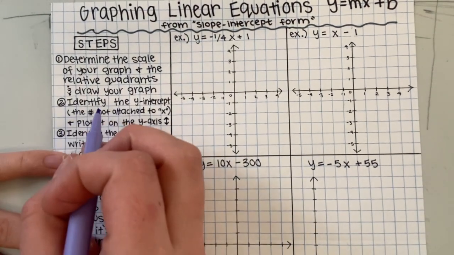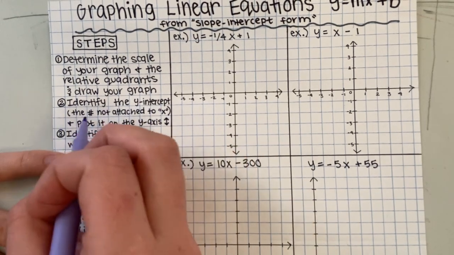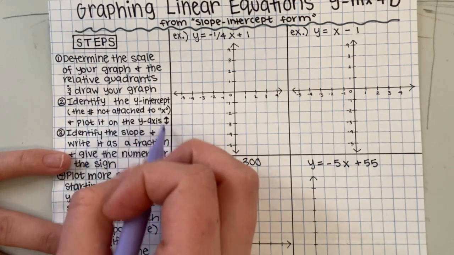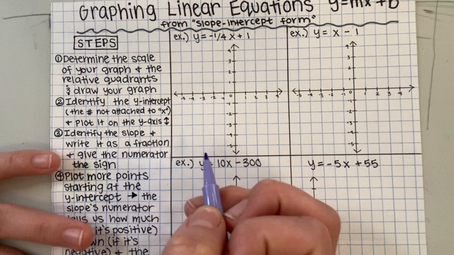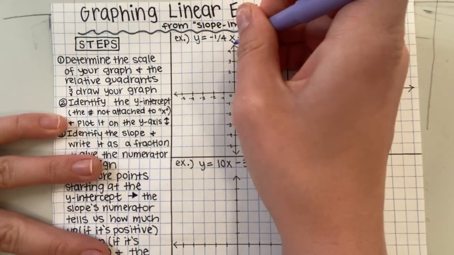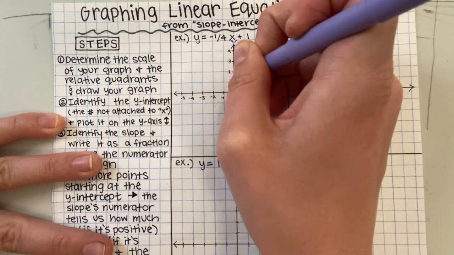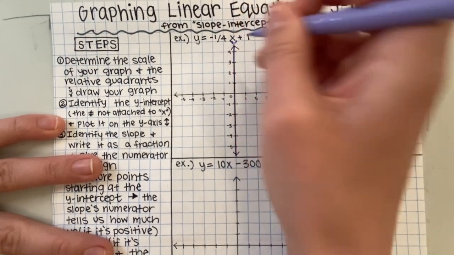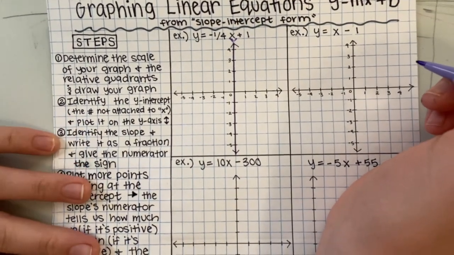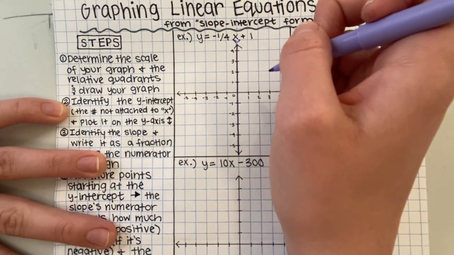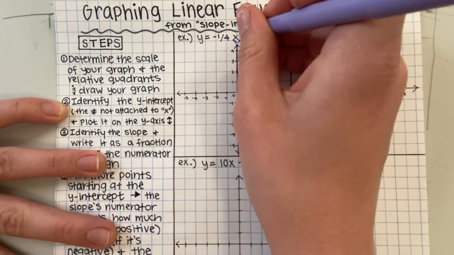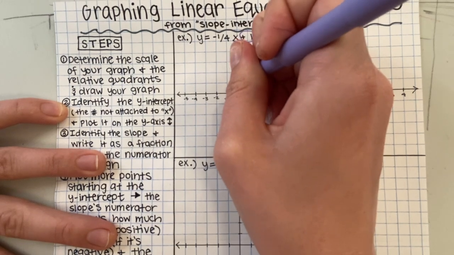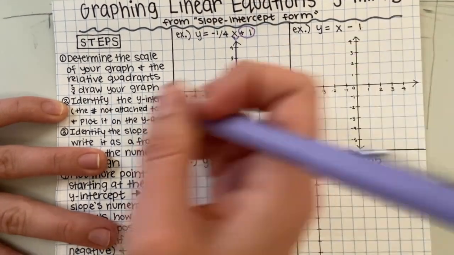My second step is to identify the y-intercept, so it's whatever number is not attached to the x, and plot it on the y-axis, which is our up and down. If we are still forgetting which one the y-axis is, remember my y-axis is just a y with a really long stem. So if that's how you can help remember, that's perfect. So let's do this first example. We're going to identify the y-intercept, which is the number not attached to the x, and we're going to plot it on our y-axis. So I'm going to find 1 and put a point. So I've done step number 2.